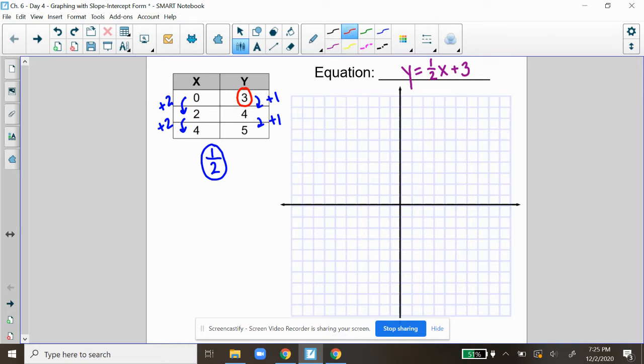What I then want to do is plot these points. So I know (0, 3) would be right here. I know (2, 4) is going to be right here, and I know that (4, 5) is going to be right here. I'm then going to draw a line to connect these points. So I'm going to put it at about here. And I always want to add arrows to the ends because this line goes on forever.